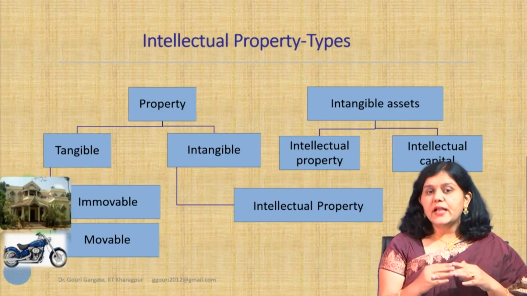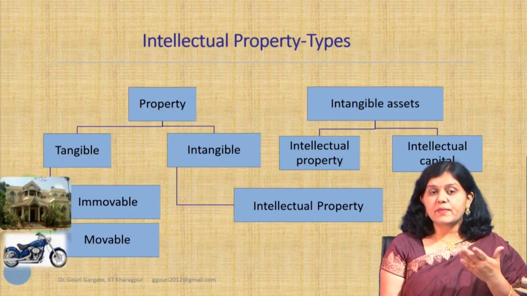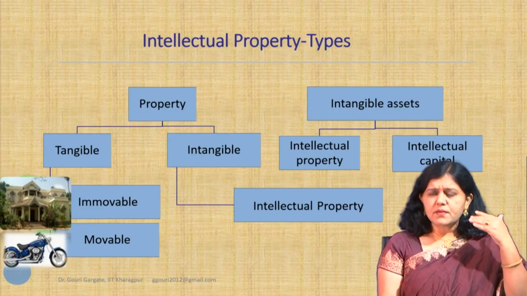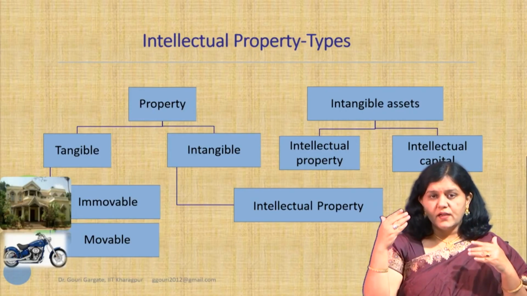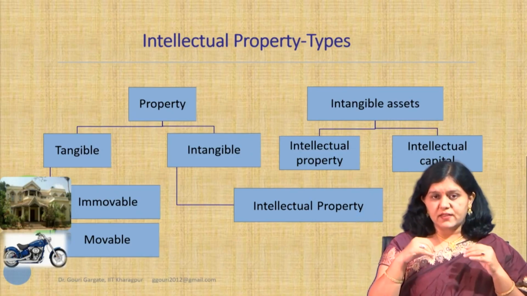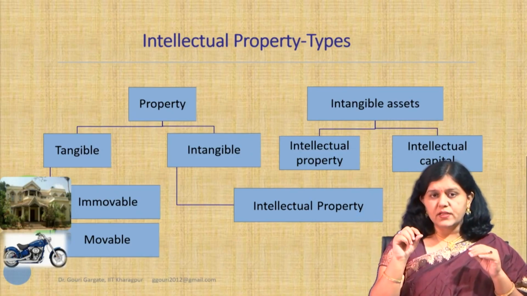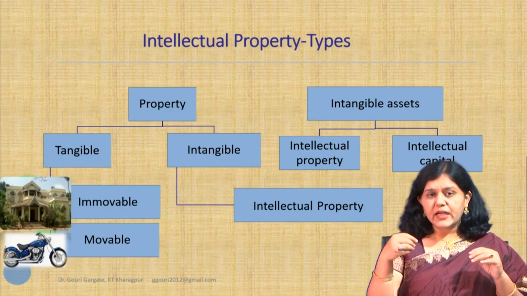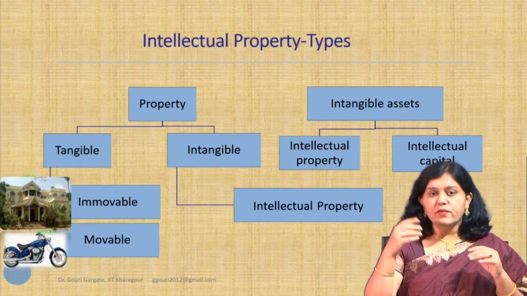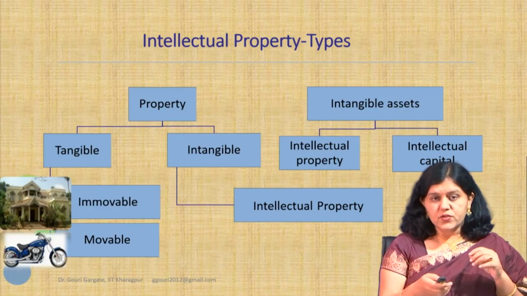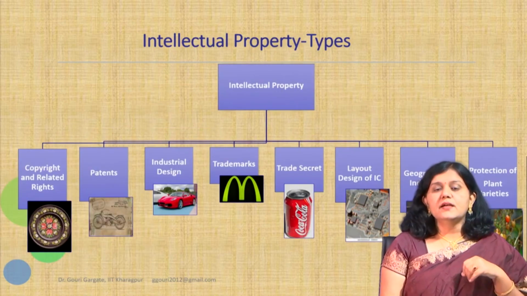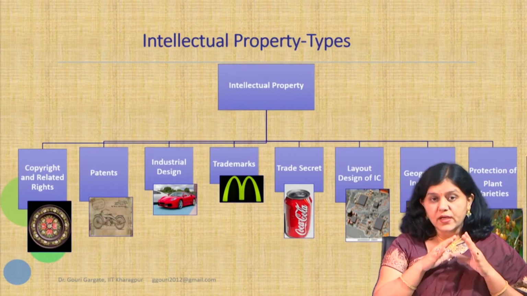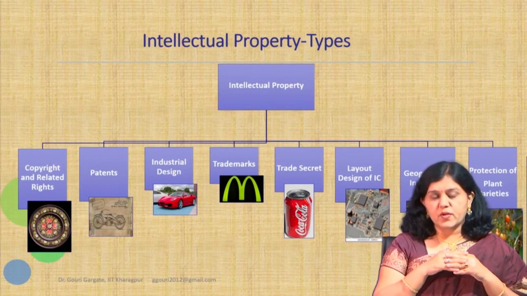So, when we say intellectual property, what do you understand by it? Something intellectual is there, and through that intellect, property is created. Simple, if we analyze that word. So, a property which is created by a creative mind, we are calling it intellectual property. Moving further now, these are the different examples or different types of intellectual property.